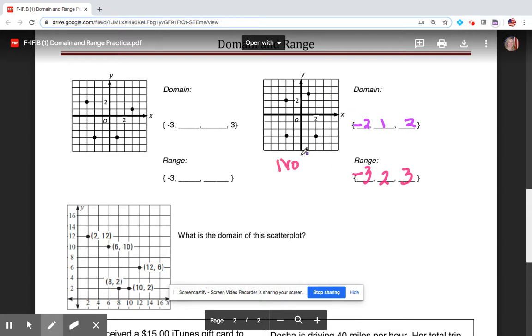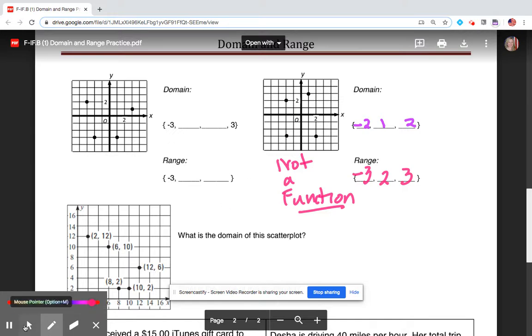Keep in mind, this one here is not a function. So a relation can also have domain and ranges. The reason this is not a function is there is an input value, -2, that has more than one output.